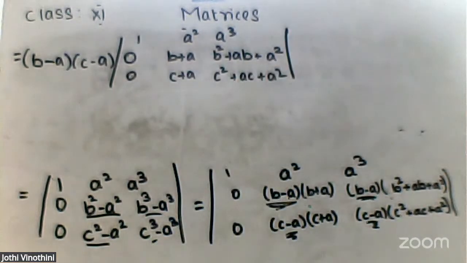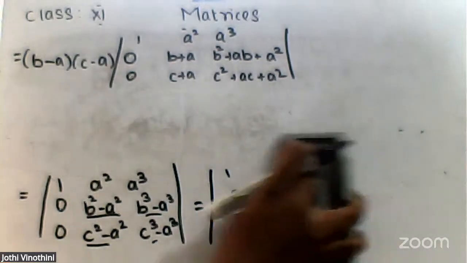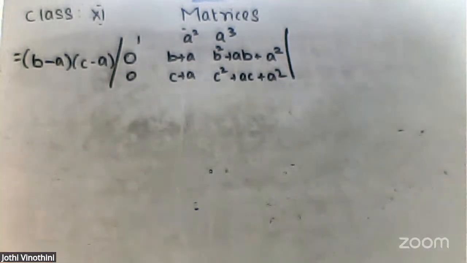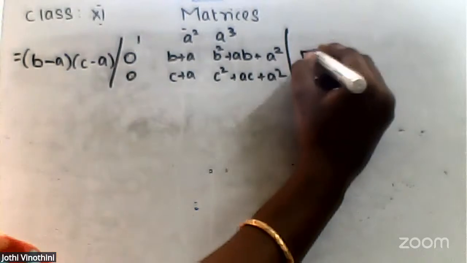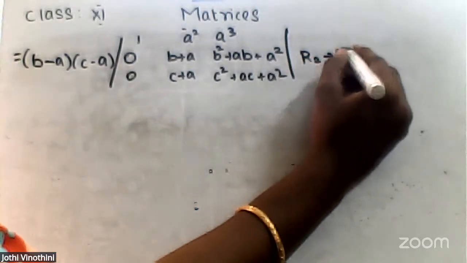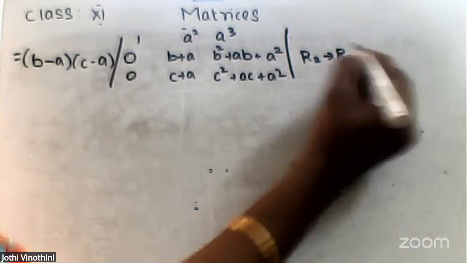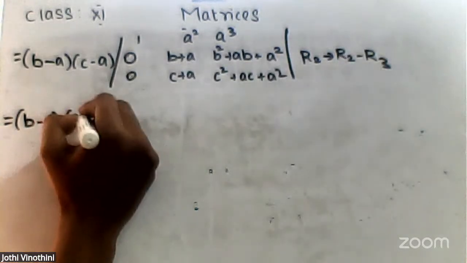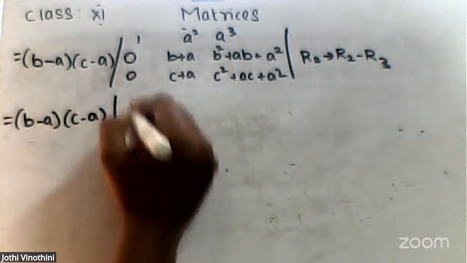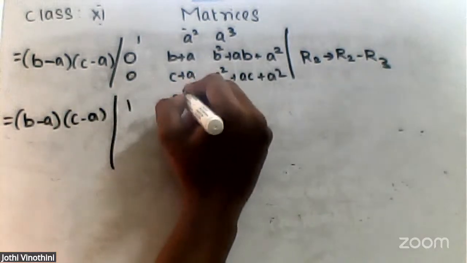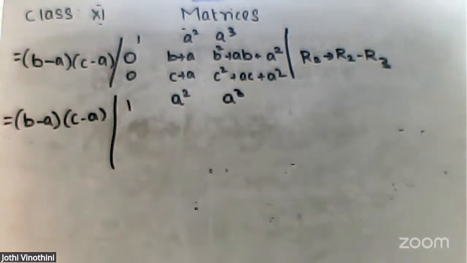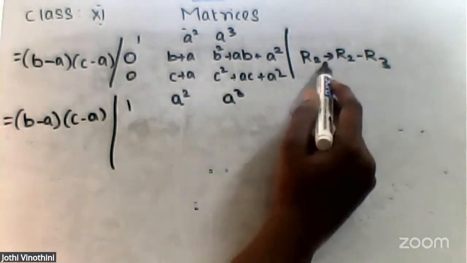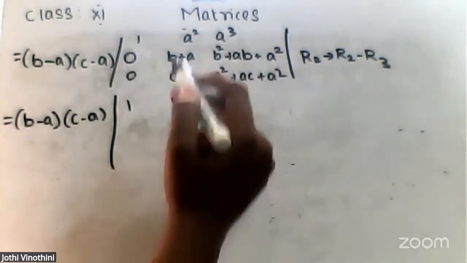So what we are going to do now is replace row 2. I am going to replace R2 by R2 minus R3. Clear? Clear. So it will become B minus A multiplied by C minus A. R1 remains the same. R2 we replace by R2 minus R3.